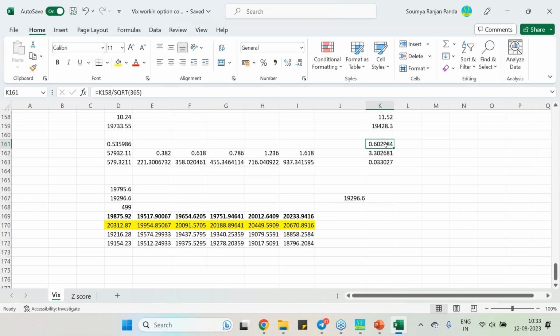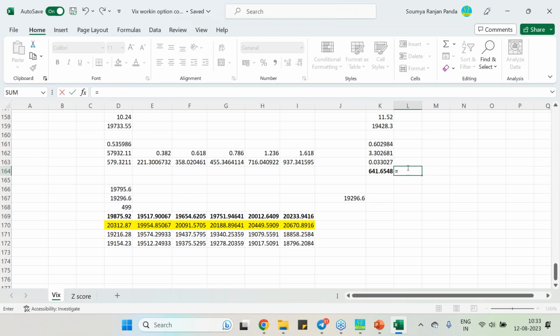Now square root of 30. Same process is done here: square root of 30 multiplied by this value. These we have to multiply with 19,428. So in the coming 30 days we are having a movement of 642 points. 642 points of move we can get in the coming 30-day period from 12th August to 12th September. That is what it says.